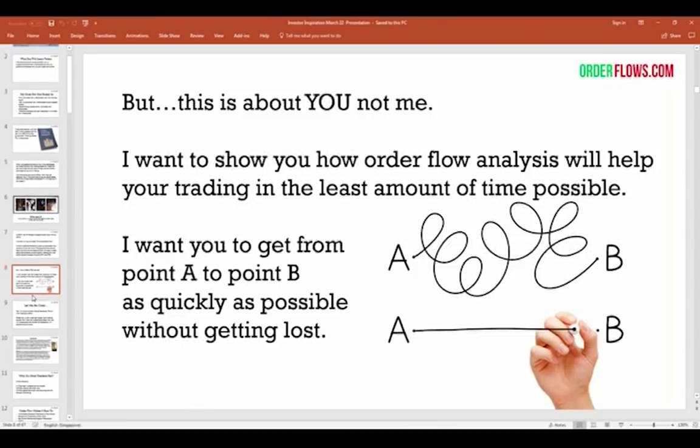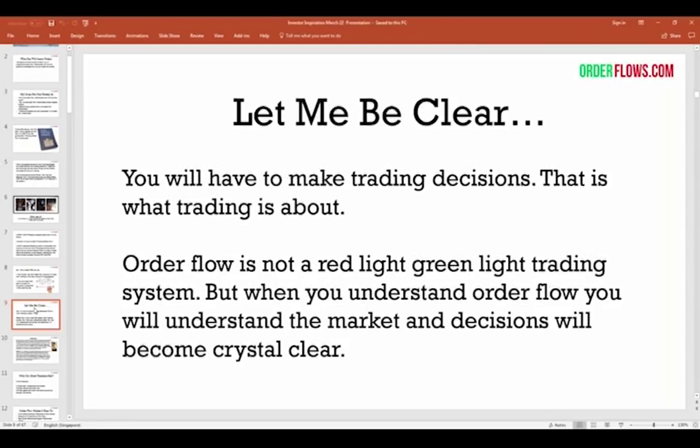But again, this is not about me. It's about you. I want to show you how order flow analysis will help you in your trading in the least amount of time possible. Again, when you're beginning trading or you're learning something about trading, you want to get from point A to point B as quickly as possible without getting lost. Sometimes you sit down and you read a book on trading, it starts getting your juices flowing, and then you start going off in a different direction. You want to keep focused and go in one direction.